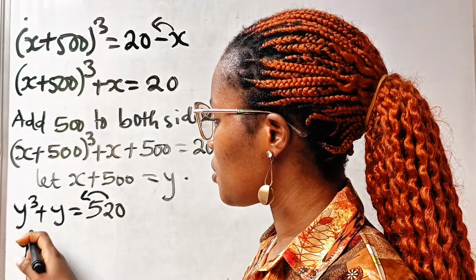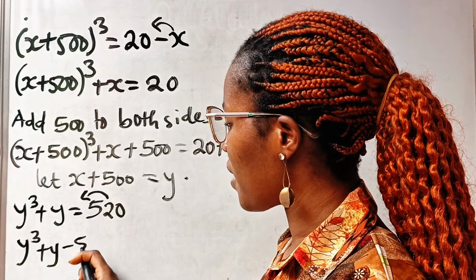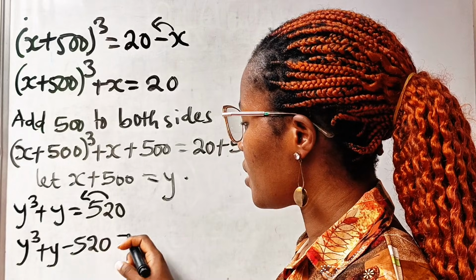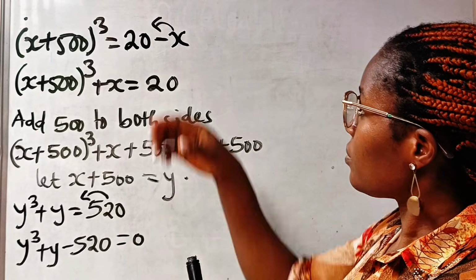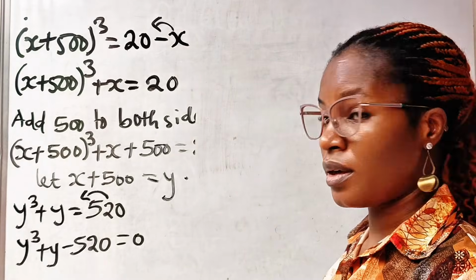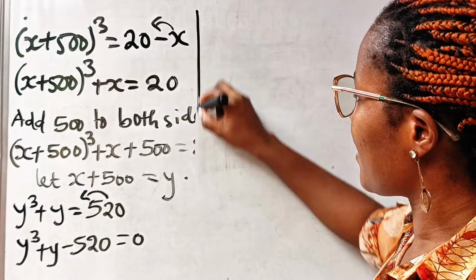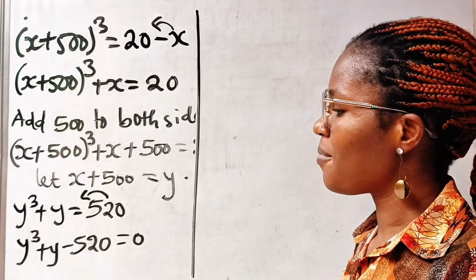So at this point, let us transfer this to this side. So we have y to the power of 3 plus y, take away 520 is equal to 0. Now, I want us to notice something. We can manipulate this. Yes. You are going to see why.